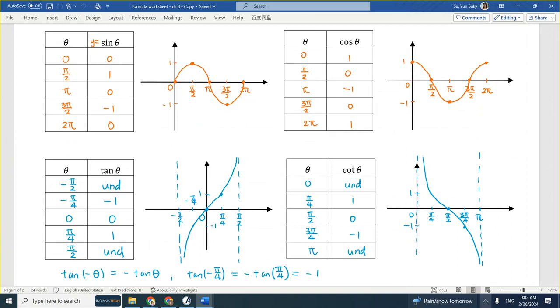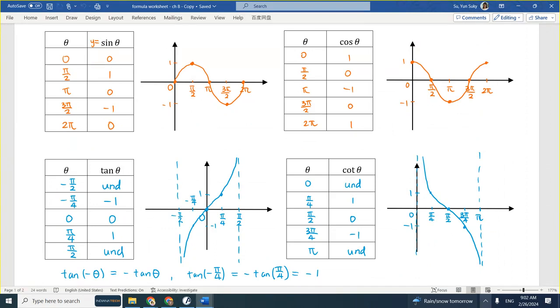In section 8.1, we talk about sine and cosine. The graph shape for sine and cosine is like a wave. The sine starts with 0, the cosine starts with 1, and in each graph we have 5 key points. Because the period is 2 pi, those 5 key points are spread over 0 to 2 pi.